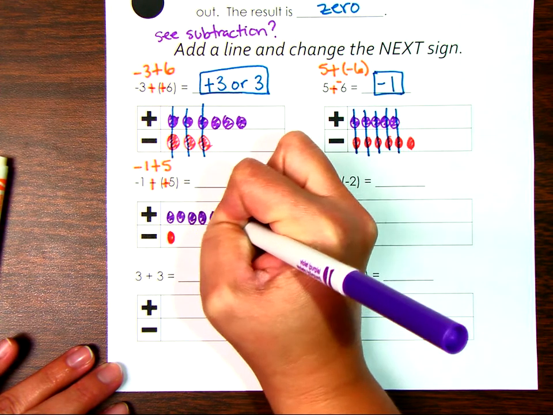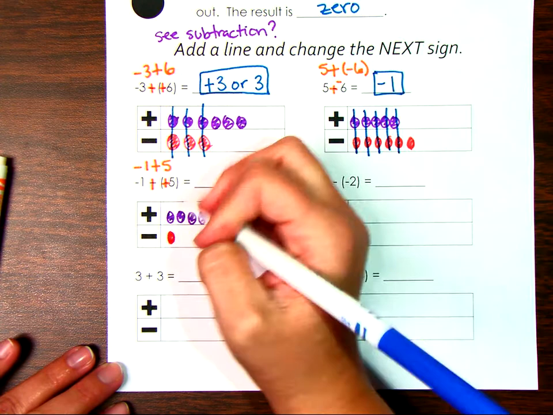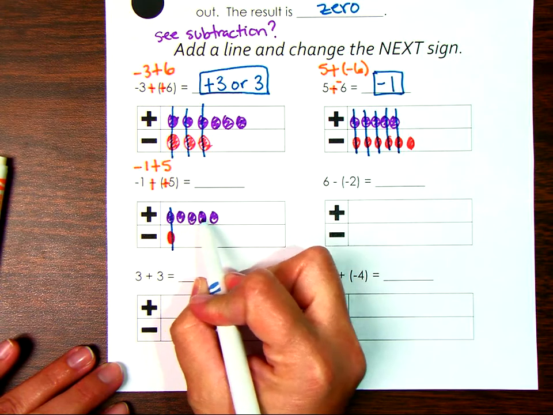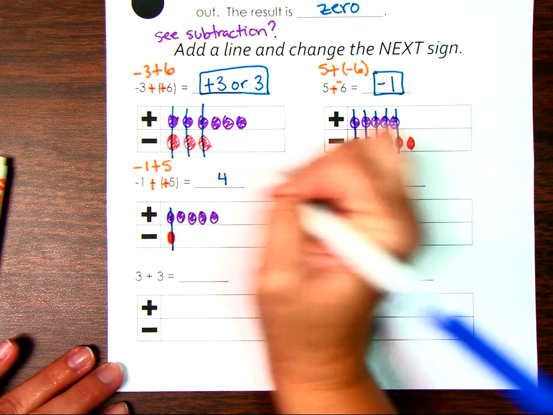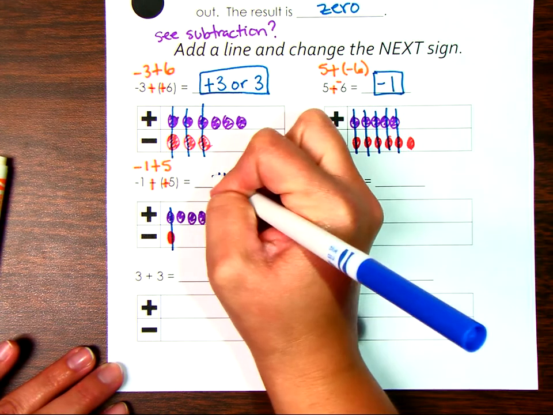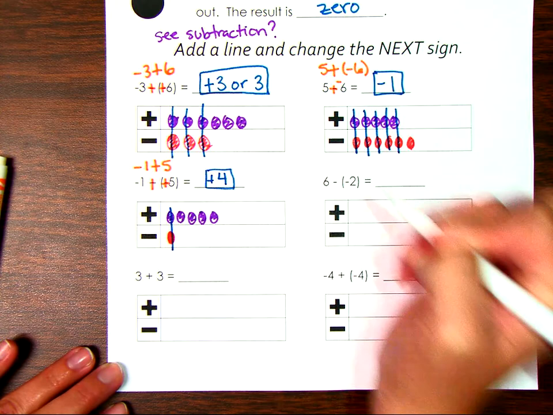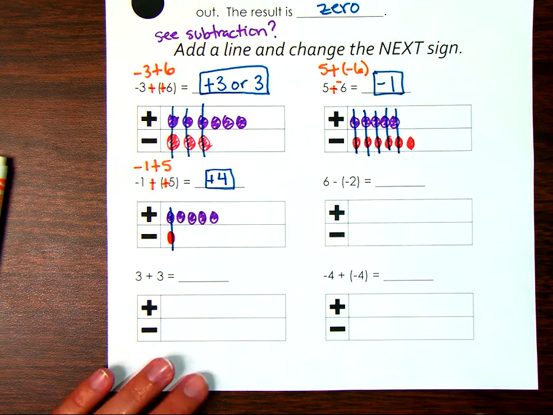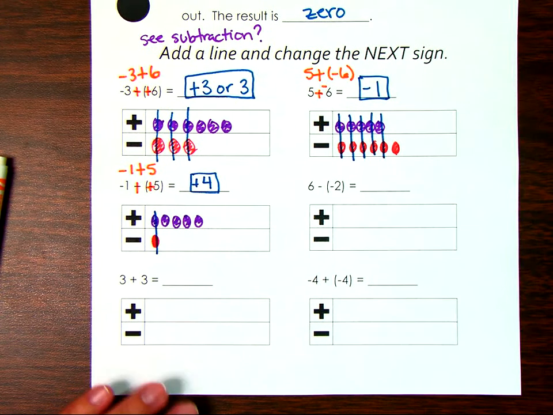And again, I'm going to line up to make my 0 pairs. And I see 1, 2, 3, 4 positives left over. So you could just write 4, or if you want to get in the habit of writing the positive in front, that works too. All right, 6 minus -2.